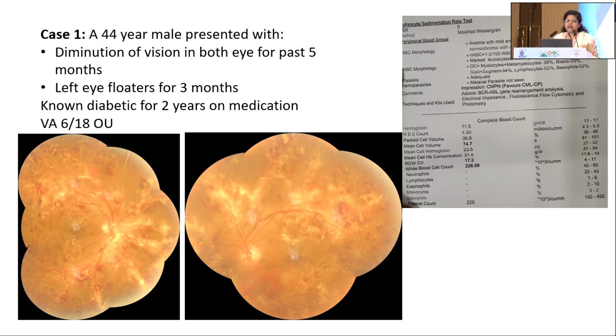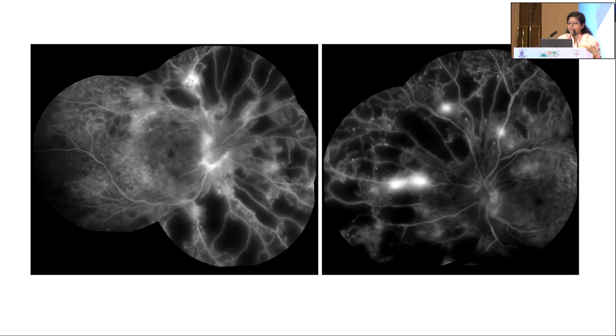So we did an intensive workup. Besides diabetes, we also looked for other causes of vasculitis, as well as a peripheral smear. CBC is a very low-cost test that can be ordered in every diabetic patient. And we found a high leukocyte count, white blood cell count, and then a cytogenetic study.